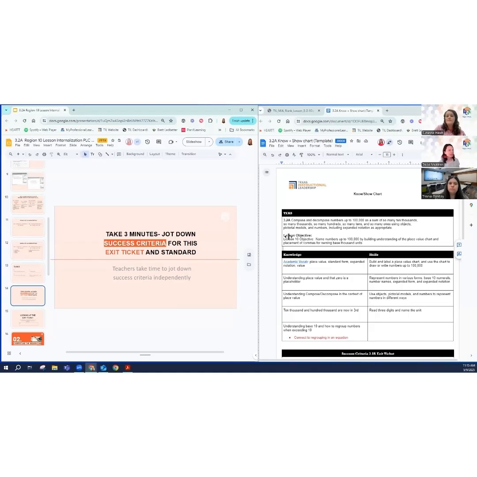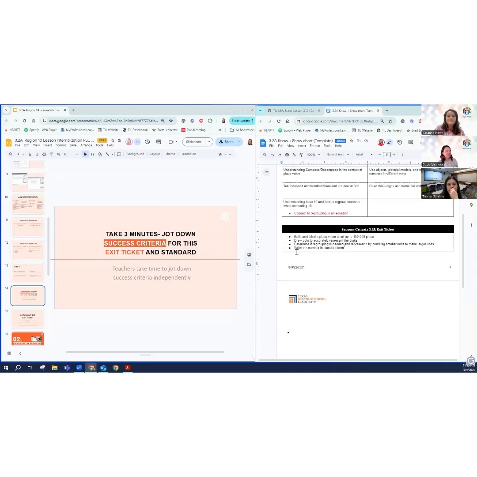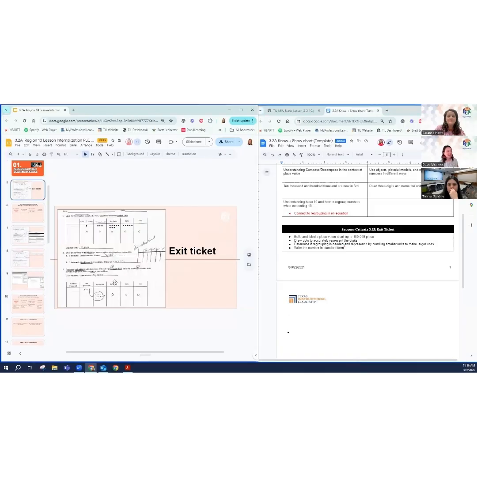I love it. Okay, so let me pull up our success criteria that we just created together. Here it is. This looks great. This is a strong list of look-fors compared to our specific exit ticket that we're working from. Is there anything else based on our conversation that we need to add to our note-and-show chart? Oh, no. I think that's all of it. All right, great. So let's move to the second step of our internalization protocol process.